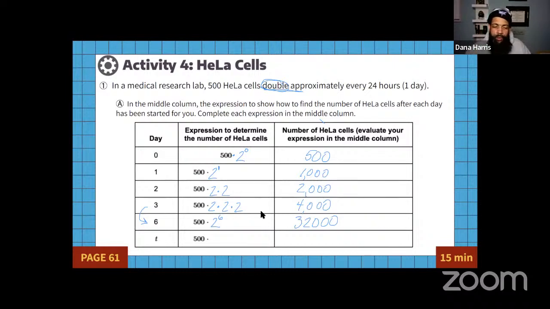All right. And then so now here, if we have the day T, well, it's doubling T times. So I have 500 times 2 to the T power. All right. So that's the pattern. This is exponential growth. It's doubling, but remember, when you go from day 3 to day 6, that 4,000 to 32,000 is not doubling because the number of days, it's doubled 3 times since that 4,000. So go from 4,000 to 8,000, 8,000 to 16,000, 16,000 to 32,000. Whew. Let's go on.